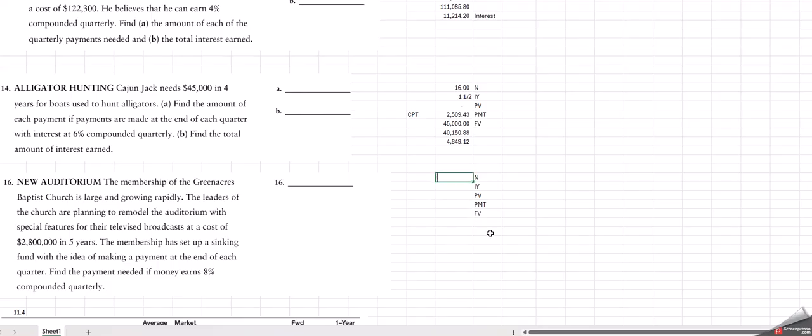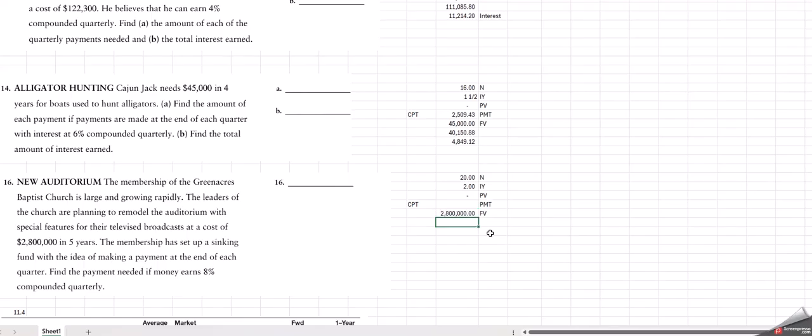So we've got 5 years and it compounds quarterly. So that's 20 quarterly payments. 8% a year divided by 4. So that's 2% per quarter. Not starting with anything today. And we are computing for the payment that needs to be made at the end of the quarter if they want to have $2,800,000.